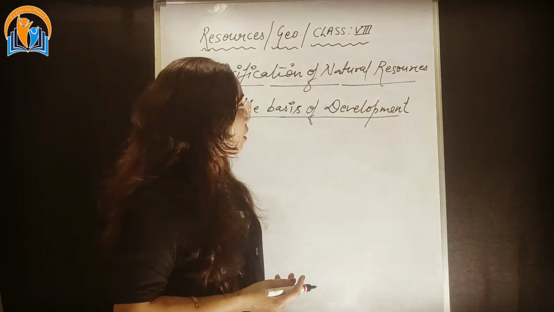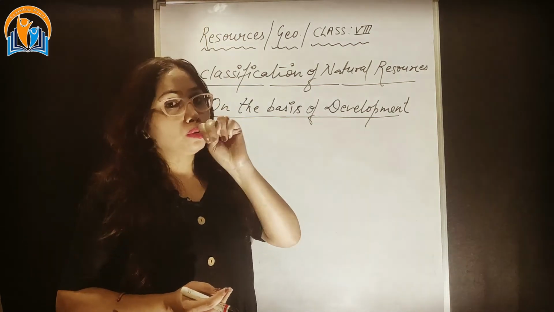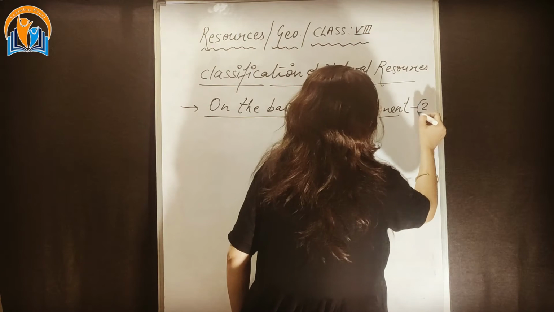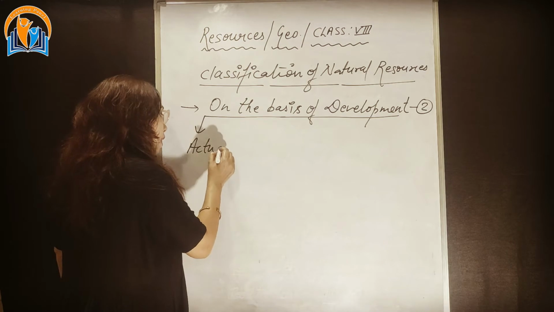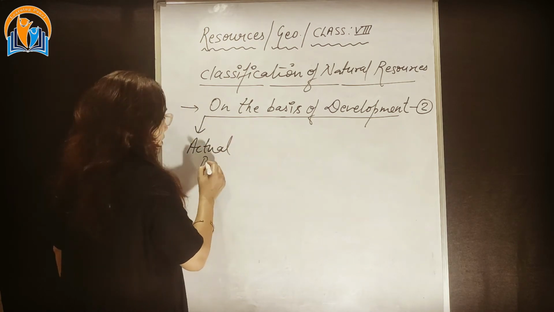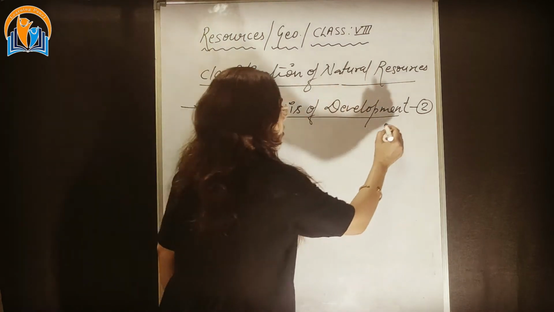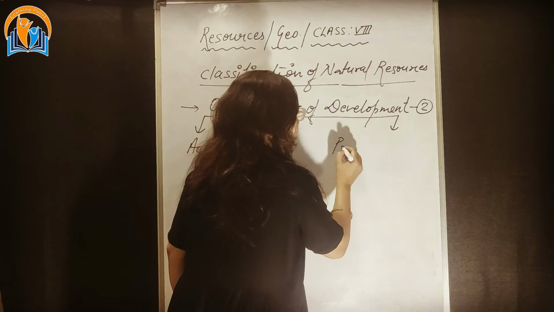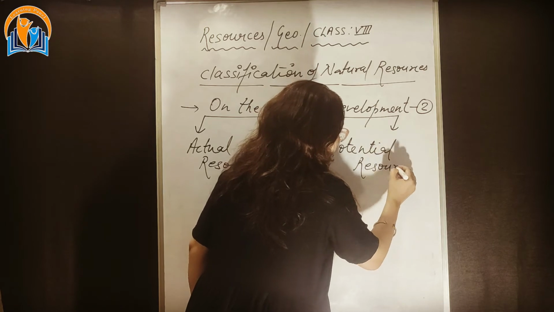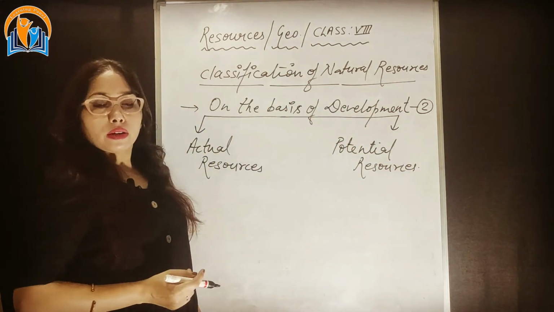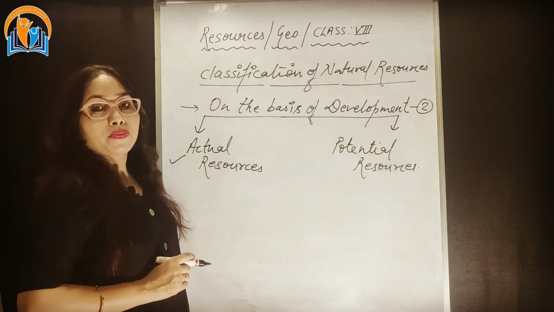So as per the previous ones, on the basis of development, resources are classified into two parts. I just mentioned here two parts. Number 1, actual resources, right? And the second one is potential resources. Okay? So first of all, let us have the meaning of actual resources.